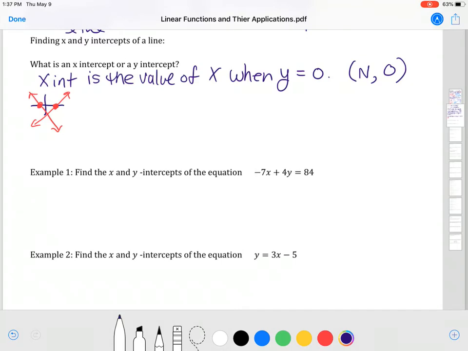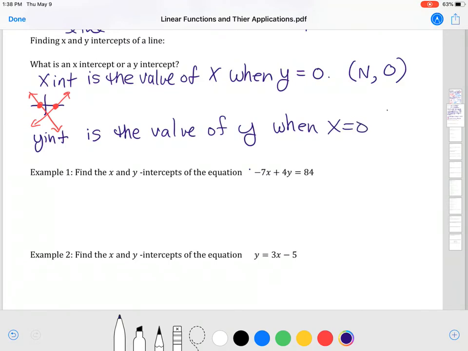Now similarly for the y-intercept, the y-intercept is the value of y when x is 0. So the same idea, you're going to get 0 for x, and then you're going to have some number here for y, whatever the y-intercept is, wherever it crosses the y-axis.